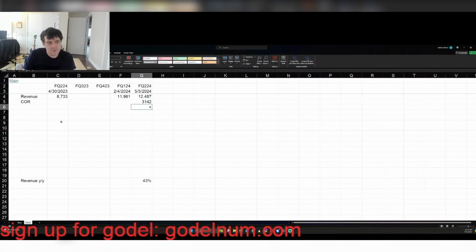So pretty high margin business. Cost of revenue is often called cost of goods sold. It's the same thing. And gross profit is revenue less COGS. So you have revenue and you take away or subtract cost of goods sold.